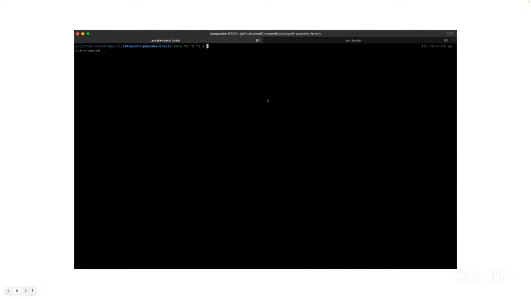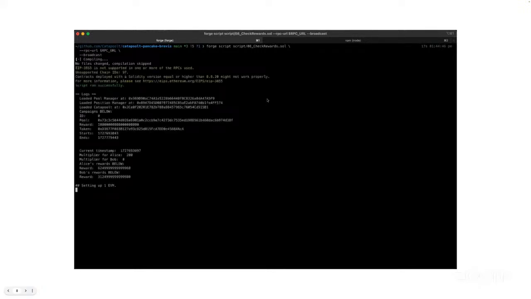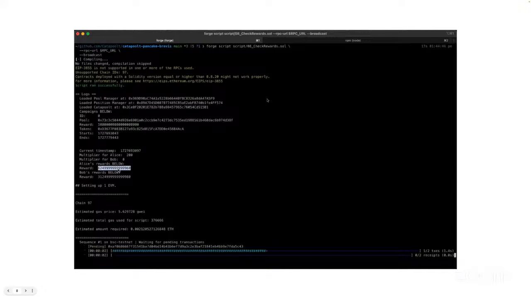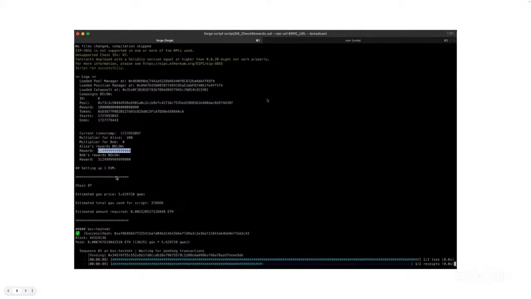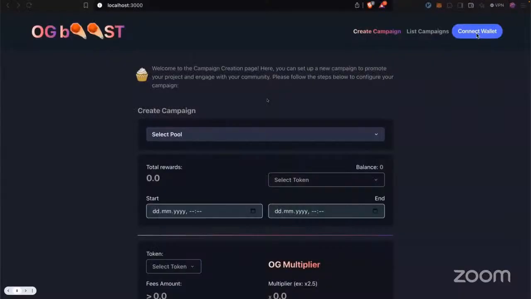And here we need to run a script in order to poke the positions for Bob and Alice so that V4 contracts will update the fees that have been earned since they added liquidity. So we need to do that. And we can already see that even if Alice and Bob have earned the same amount of fees, Alice has twice as much incentive rewards compared to Bob.